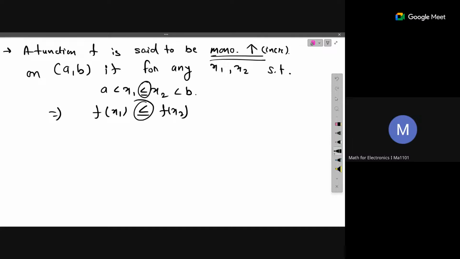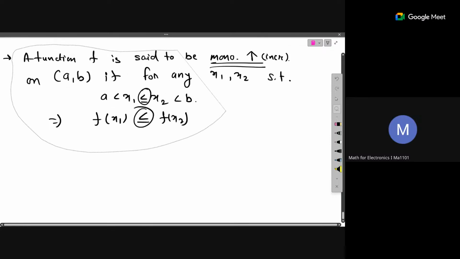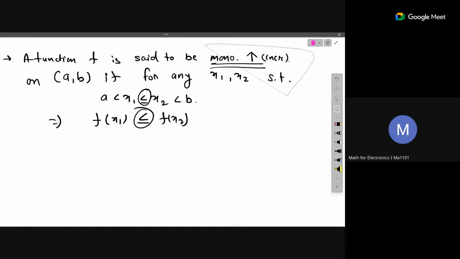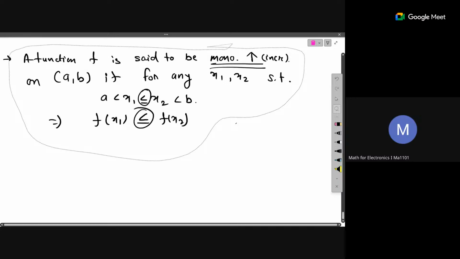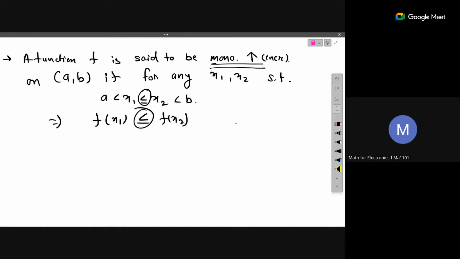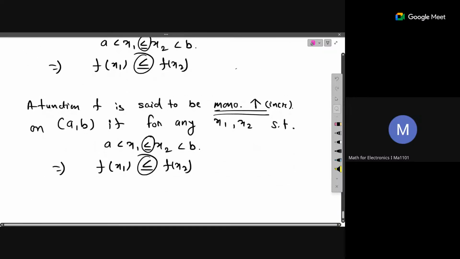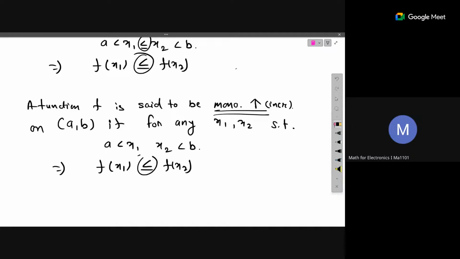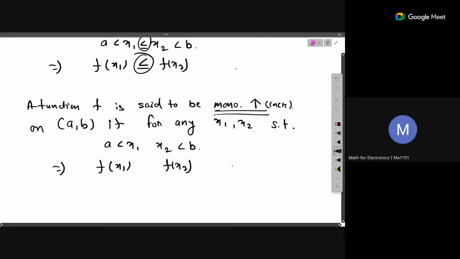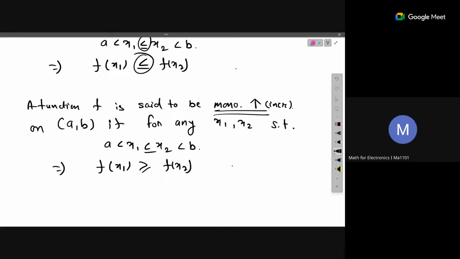Now similarly, we can describe a monotonically decreasing function. So what is a monotonically decreasing function? If you have x1 and x2 such that x1 is less than or equal to x2, then our function reverses this inequality. So here the inequality changes: f of x1 is greater than or equal to f of x2. So this is known as a monotonically decreasing function.